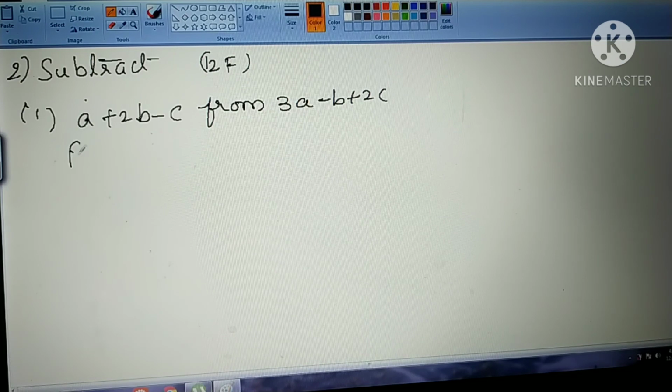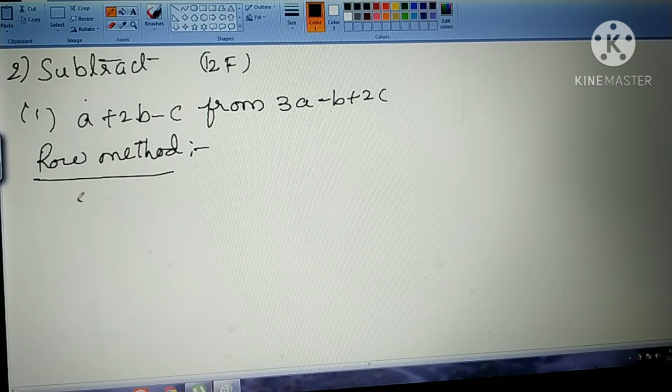So now see row method. So what they have given, write down first one. For all the problems also you have to write like that only. Okay, what is that one? Given that. So first, row method. From which algebraic expression we have to do? 3a minus b plus 2c. Which one we have to subtract? a plus 2b minus c.